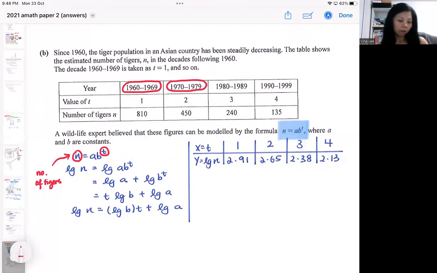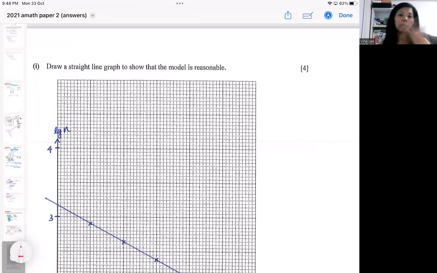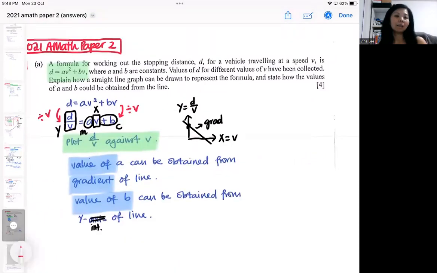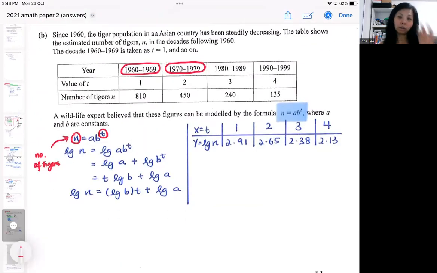In part 1, we are supposed to draw a straight line to show that the model is reasonable. So you need to decide what straight line you're going to do. Essentially, you need to repeat the process that you have done in part A. But in this case, it's not as direct as just dividing by B because it's an exponential function. An exponential function usually requires you to log both sides. You can do ln both sides or lg both sides, it doesn't matter.